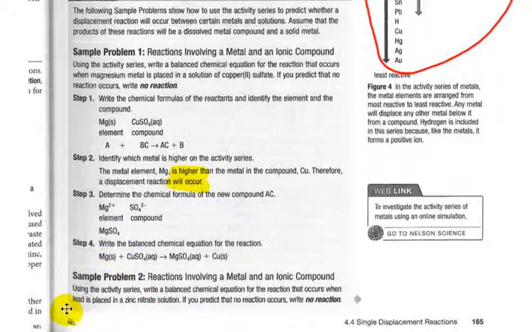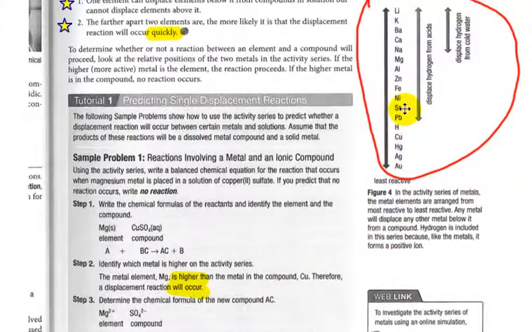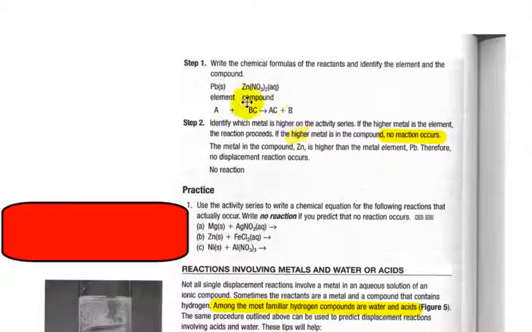Okay, the next one, we look at lead and zinc nitrate. Will lead replace zinc? Here's lead, and zinc is above it. So lead, the individual element, will not replace zinc in the zinc nitrate solution because lead is lower than zinc on the activity series. So as you can see here, no reaction occurs because of the placement.